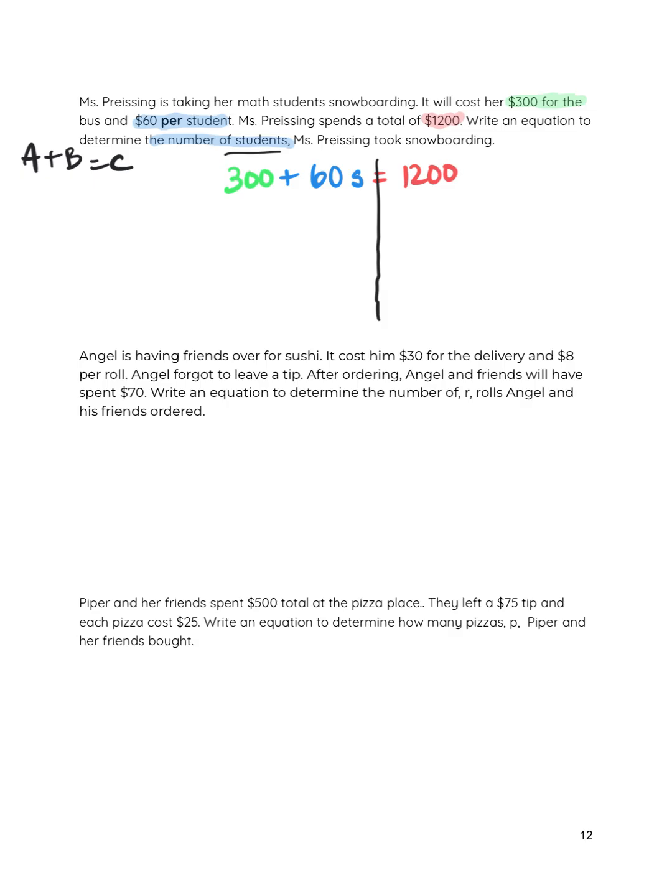All right, now here we go. Let's find out how many students. First, I'm going to subtract 300 from both sides. Once I do that, I am left with 60S is equal to 900. Now I'm going to divide both sides by 60, and I'm left with S is equal to 15. So I took 15 kids on a trip with me snowboarding. I am crazy. So 15 students.